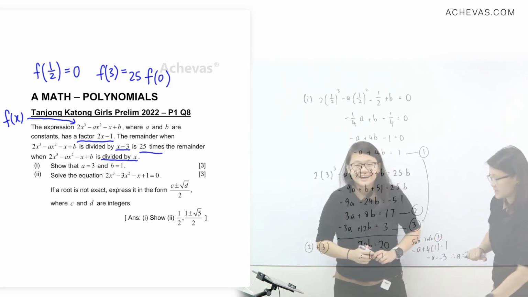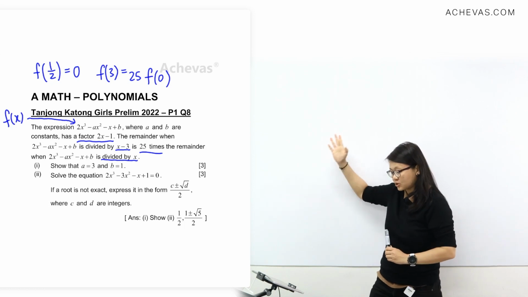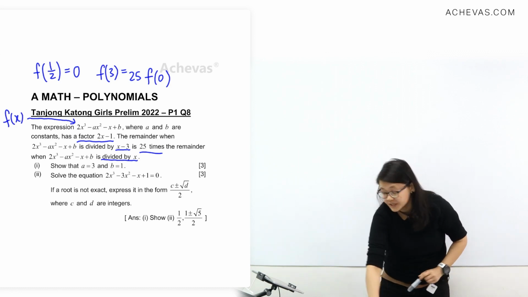Now let's go on to part 2. If you notice, part 2 asks you to solve the equation 2x cubed minus 3x squared minus x plus 1.